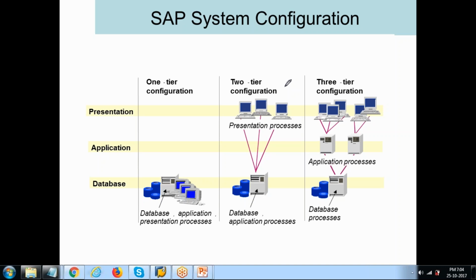Now tell me, in our company, what architecture are you using? What tier configuration are you using? We use the three-tier configuration. Three-tier. One means the presentations are installed on different laptops. Now in the training session, what type of application are you using?